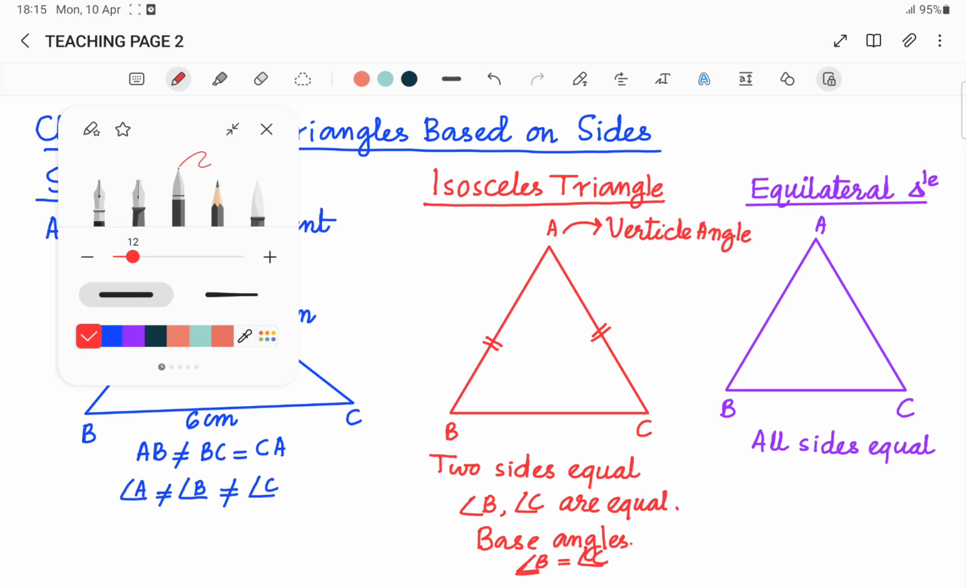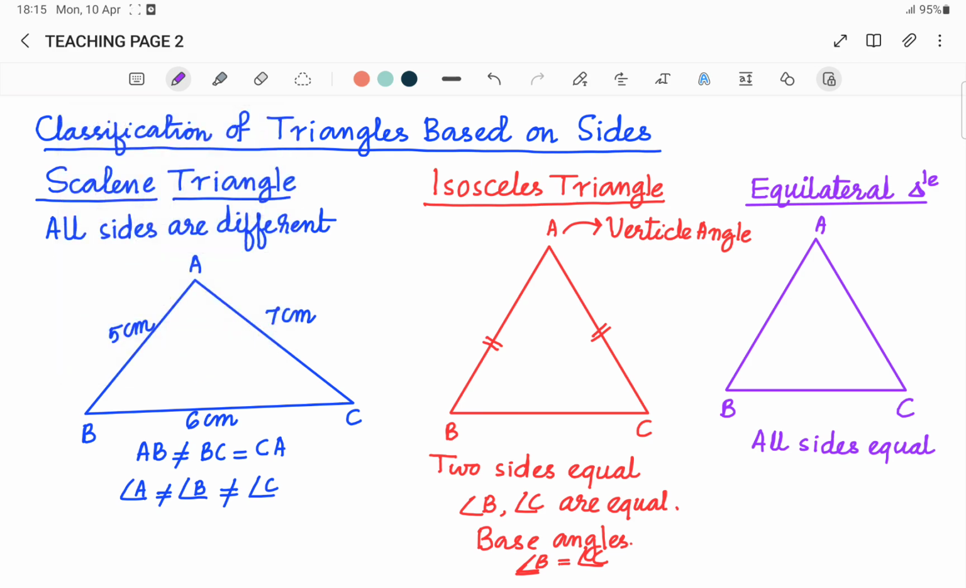Next, equilateral triangle. In an equilateral triangle, all the sides are equal. AB equal to AC equal to BC. And all the angles are also equal. We can write AB is equal to BC is equal to CA. And all the angles are equal. And each angle will be equal to 60 degrees. Okay. So this is classification of triangles based on sides.